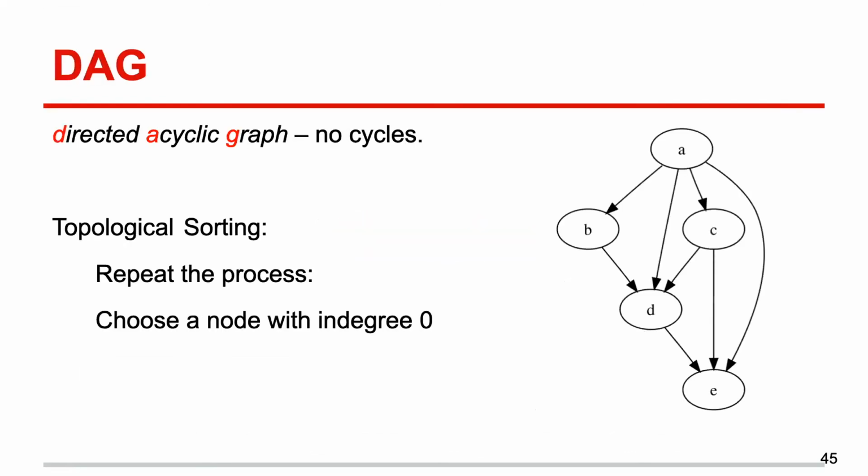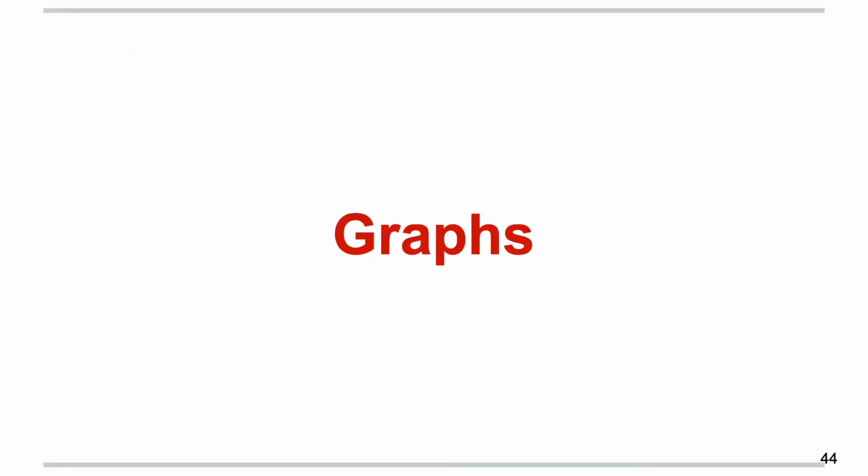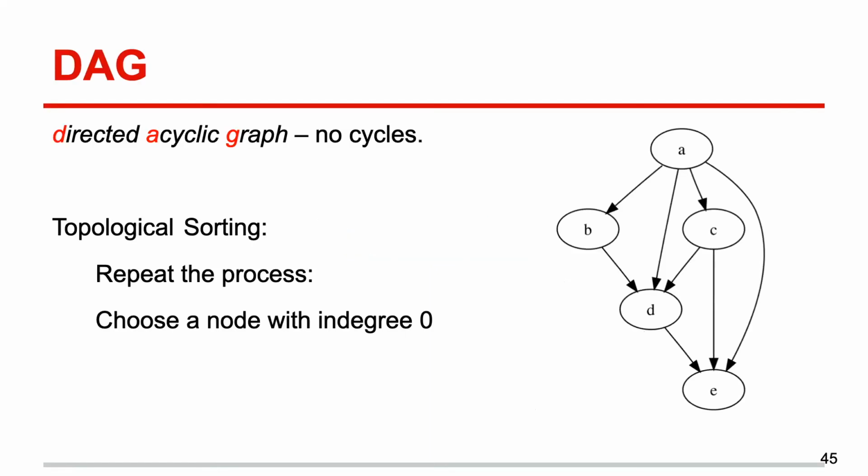Now graphs. I'll introduce you first to several different kinds of graphs. The first one is the DAG, a directed acyclic graph. In this example, you can see there are no cycles in it. What we can do with a DAG is topological sorting. We repeat the process of choosing the node with in-degree 0. So this is the process. Then let's move on to the second kind.